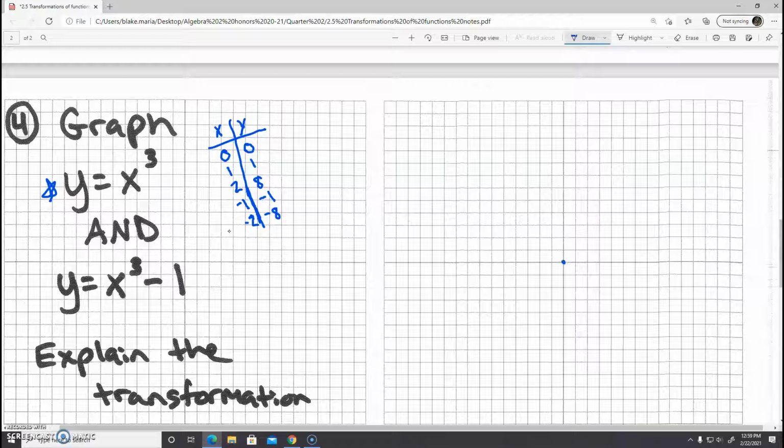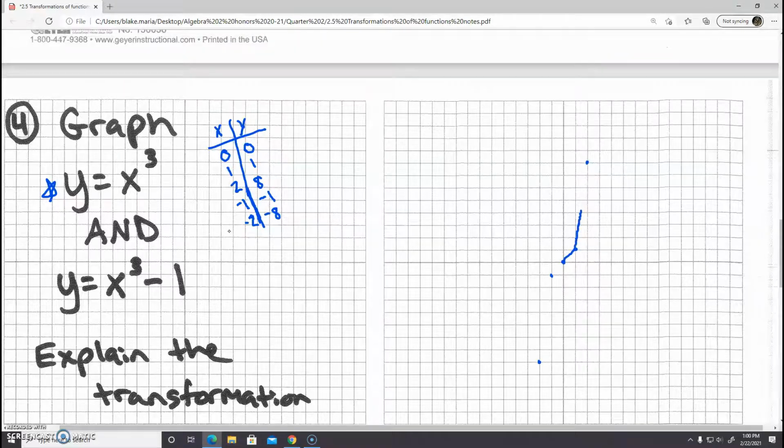So we got 0, 0, 1, 1, and then we have -1, -1, and then we have 2, 8, and -2, -8. You might say, what on earth does this graph look like? So it's actually a little S-curve. So this kind of curves down. So you get a little S curve going on here.